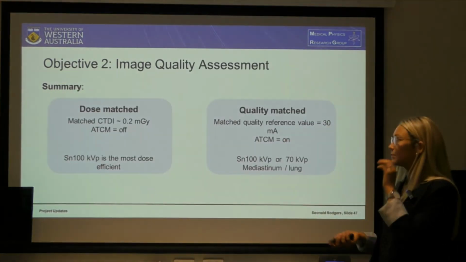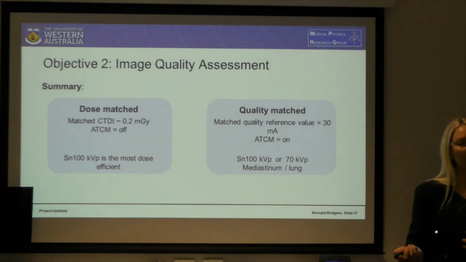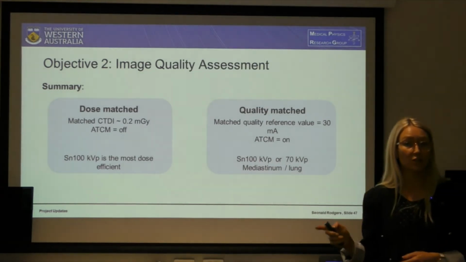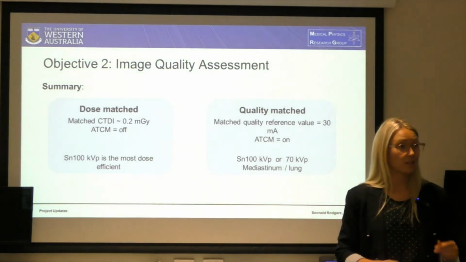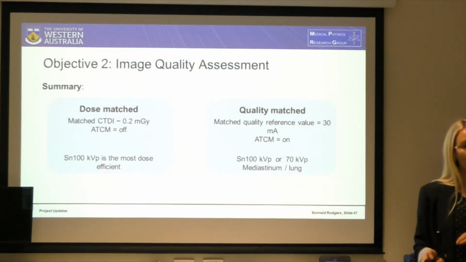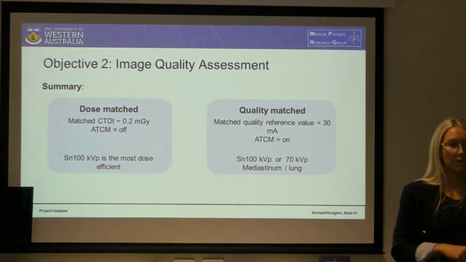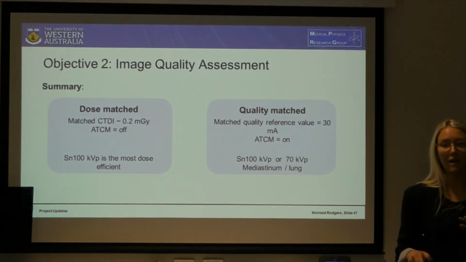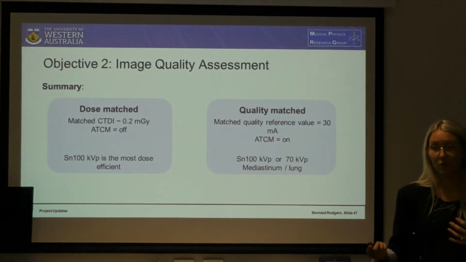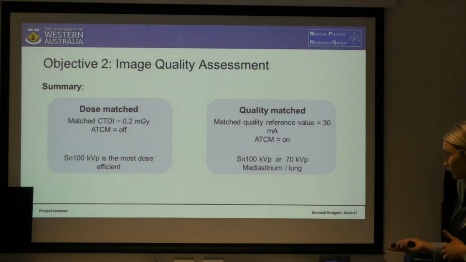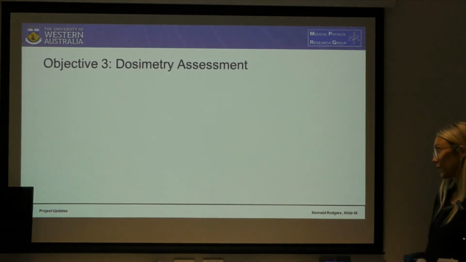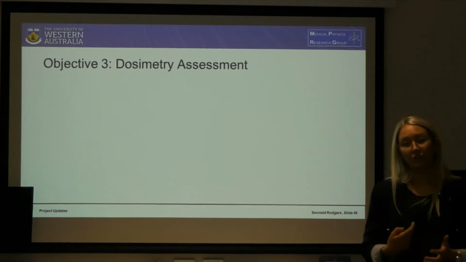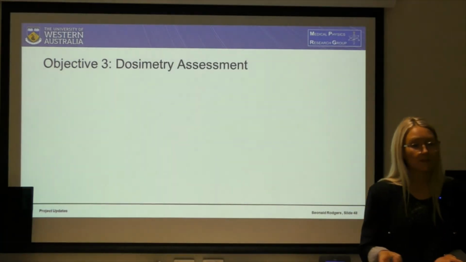So in summary, the image quality analysis demonstrated that for matched dose, the tin filter at 100 kVp is very dose efficient, but at matched quality, either the 70 kVp or the tin filter at 100 kVp, they're comparable. They're both good for the task. Appropriate, I should say. So the third objective was to use the phantom to perform dosimetry measurements.